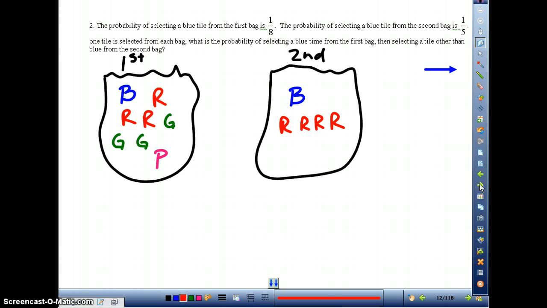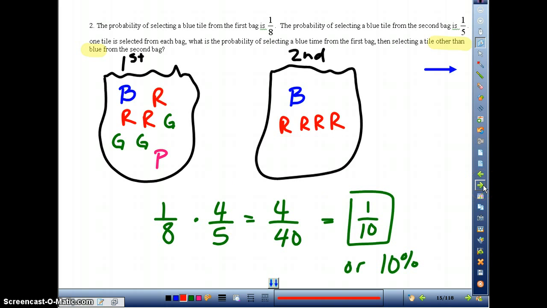You didn't read the part that said you were selecting a tile other than blue from the second bag. So here's a little diagram. Here's 1 out of 8 tiles in the first bag that are blue. Here's 1 out of 5 tiles in the second bag that are blue. They want the probability of drawing a blue tile from the first bag, which is 1/8, and a tile other than blue. How many in the second bag are other than blue? Yeah, there's 4 that are other than blue. That's why you're going to take 1/8 times 4/5, multiply those together and reduce. Other than blue. You guys got to read these questions.